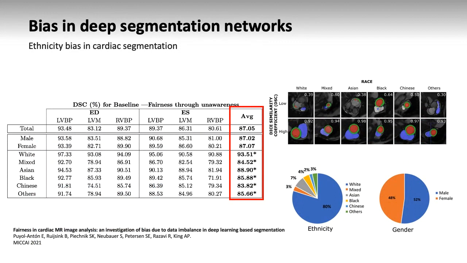And this is really not something obvious. I mean, there is no real difference in terms of the images between a Chinese, Black, or white person when it comes to the size or the shape of the heart, right?